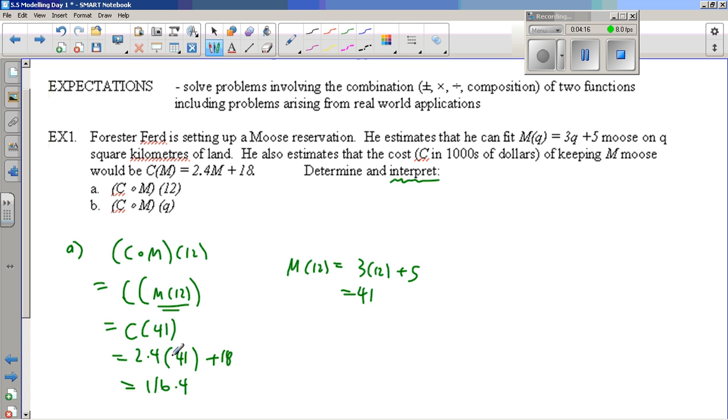And what does that mean? Well, what was the input? The input was a 12. 12 what?